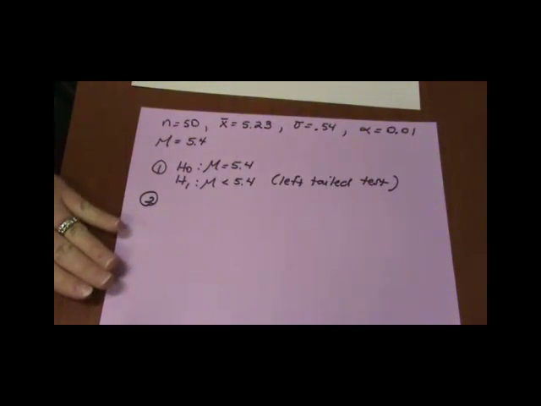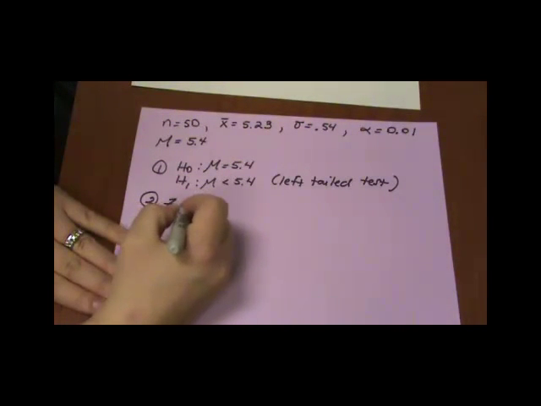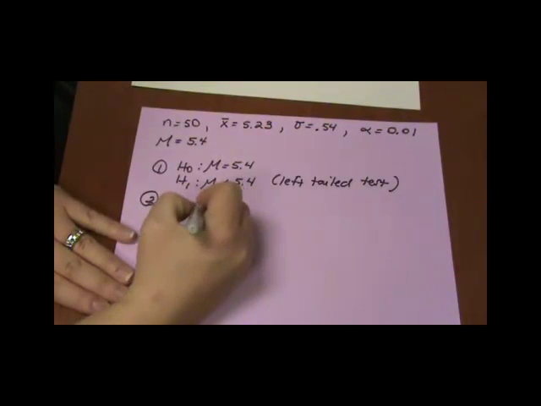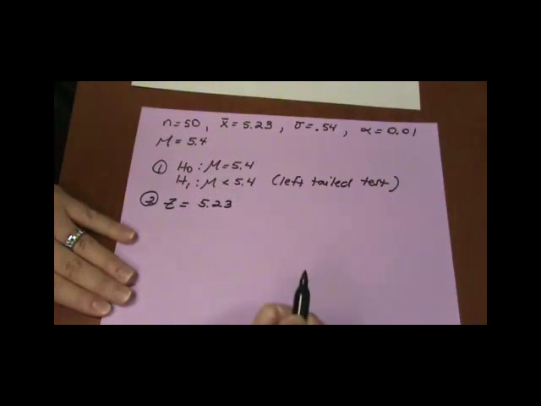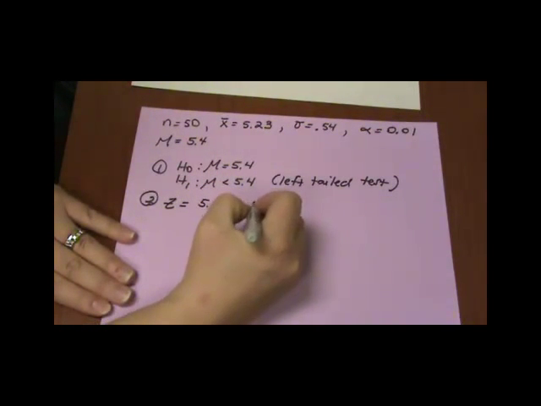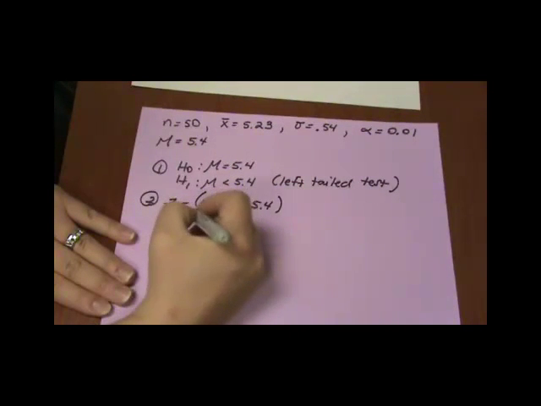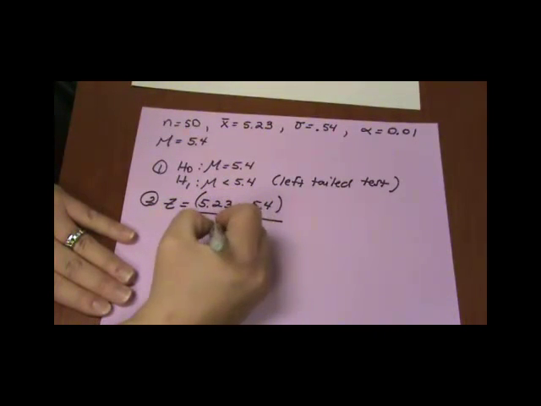Number 2 is to calculate the test statistic. So we're going to do the mean of the sample minus the mean of the population, over the standard deviation divided by the square root of the sample size. Now, if you're going to do this in a calculator all at one time, make sure you put parentheses around both the numerator and the denominator. And since this is a left-tailed test, you should get a negative test statistic.